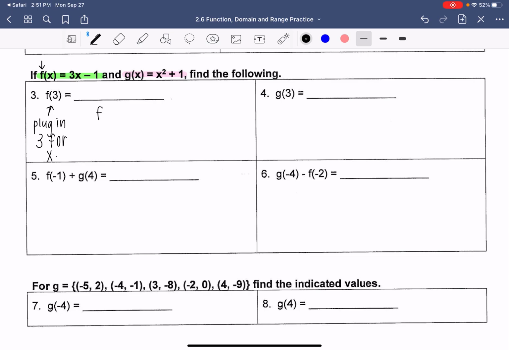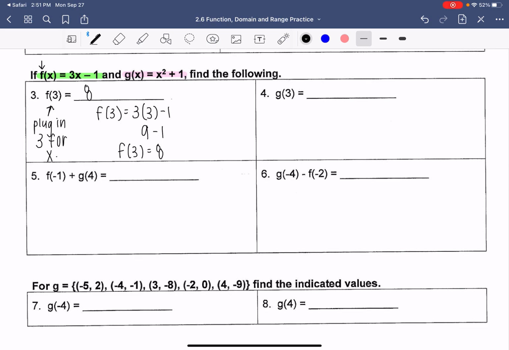So if it's f of 3, I'm going to do 3x minus 1. I'm going to use that function. But when I see that x, I'm going to plug in a 3. So 3 times 3 is 9. 9 minus 1 is 8.